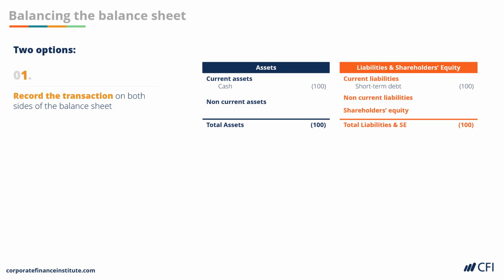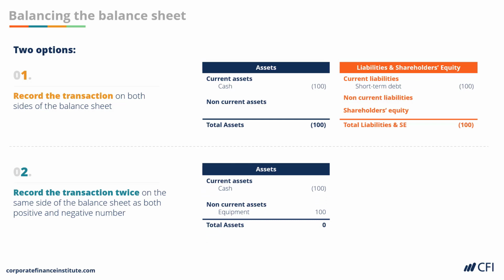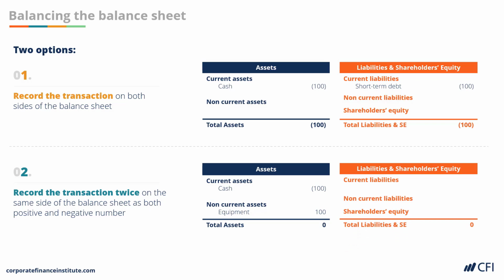The other option is to record a transaction twice on the same side of the balance sheet. What that means is if this time a company uses cash to buy an asset, we record it twice on the asset side. Cash goes down as an asset, but whatever is purchased makes the assets go up, so cash goes down and property, plant, and equipment goes up, and the balance sheet still balances.